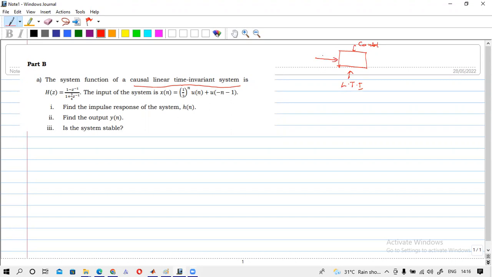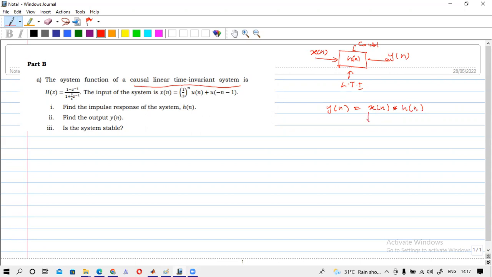If we are given an input, let's say the input is x[n], and the system has impulse response h[n], and we will have output y[n]. From the basic definition, you know that because this is an LTI system, linear time invariant system, we can express the output as the input convolved with the impulse response.